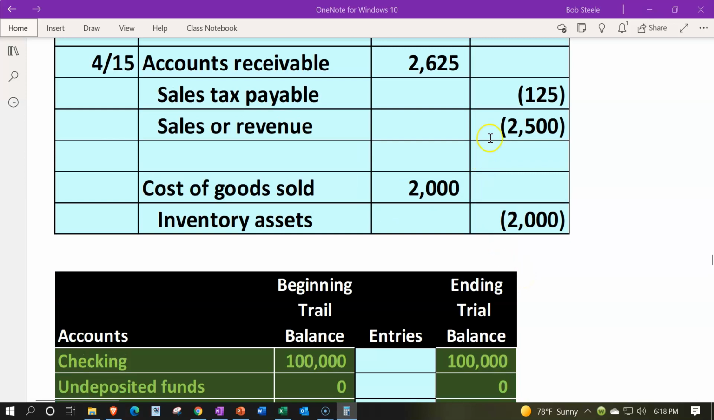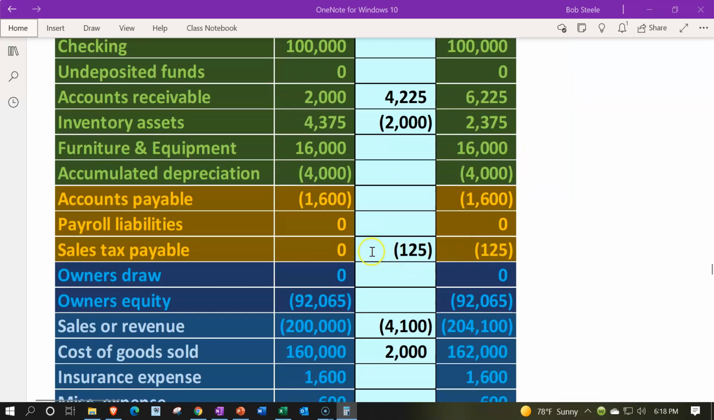Then the difference here goes to the sales tax liability account in orange, representing the fact that we're going to collect money that isn't ours. We're going to have to pay it to the government.